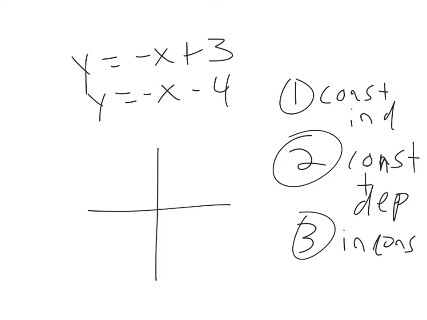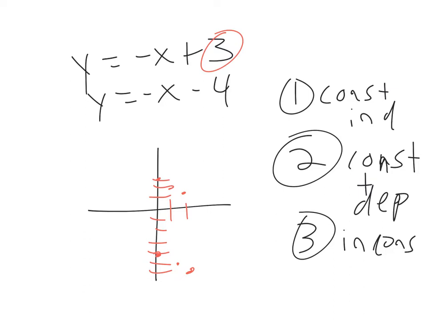Okay. Remember, graphing these out, my first one, okay, my y-intercept is 3, so I'm going to start here. Negative 1x, so I'm going to go down 1 to the right 1, down 1 to the right 1, okay? So there's my line. My other one is negative 4, okay? So I'm going to start, there's my y-intercept, negative 4. I'm going to go down 1 to the right 1. I'm going to go down 1 to the right 1, okay?